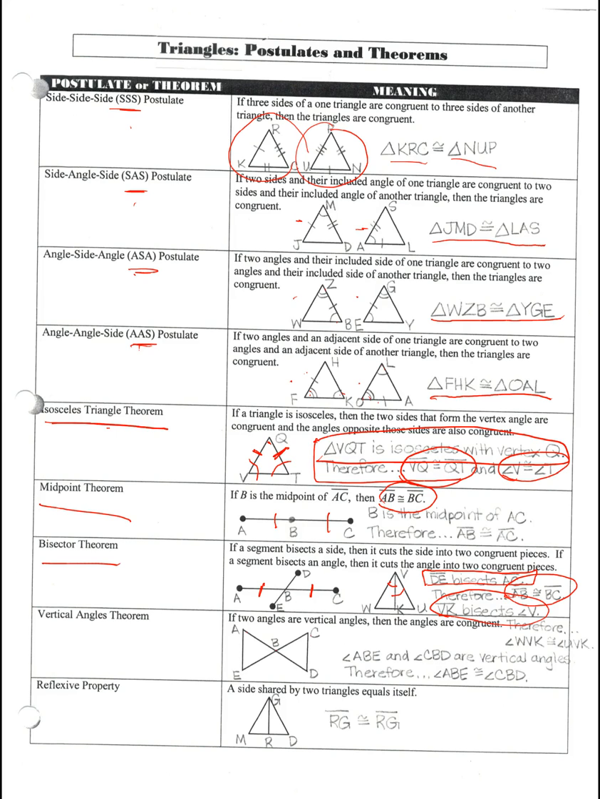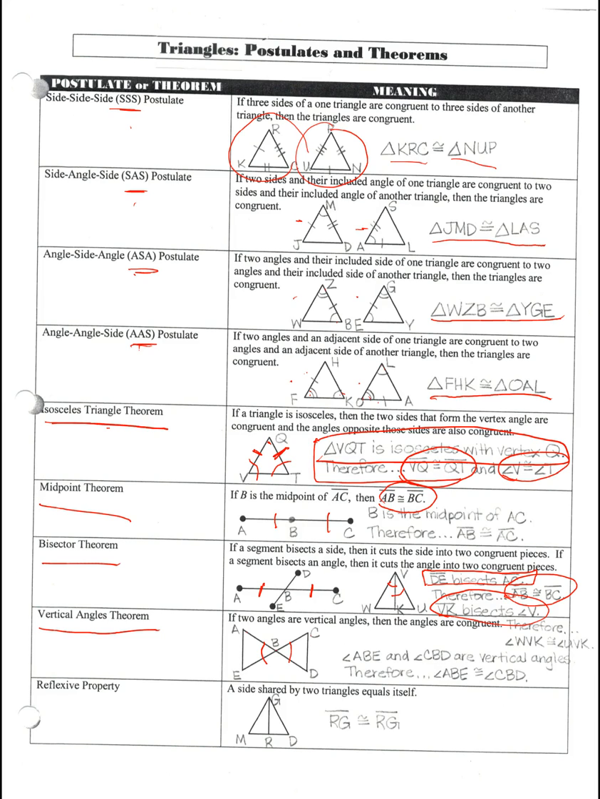And then once I've identified them as vertical angles, you have the right to say that angle ABE is congruent to angle CBD by the vertical angles theorem. So again, once you've said they're vertical angles, then by the vertical angles theorem, you're allowed to say they're congruent.